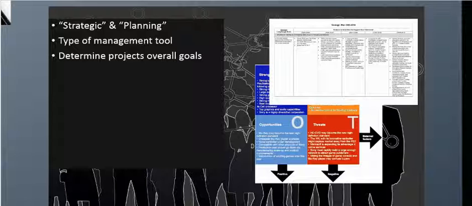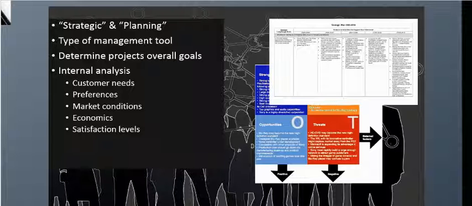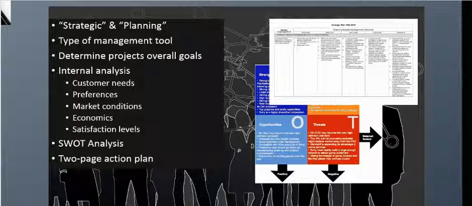The process would begin by the organization having internal analysis. What this means is that each department or area would provide details of what the customer needs, the preferences, market conditions, economic, and satisfaction levels. The next step an organization can do is use the SWOT analysis, which evaluates strengths, weaknesses, opportunities, and threats. Sometimes an organization can use a 2-page action plan that can get them through for several months.